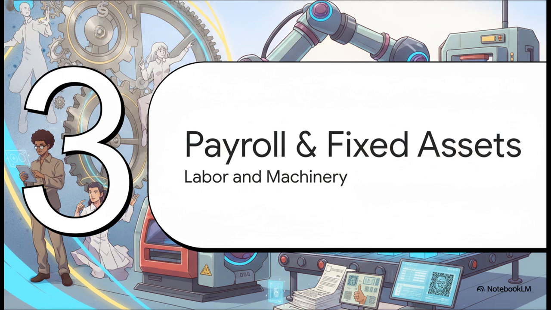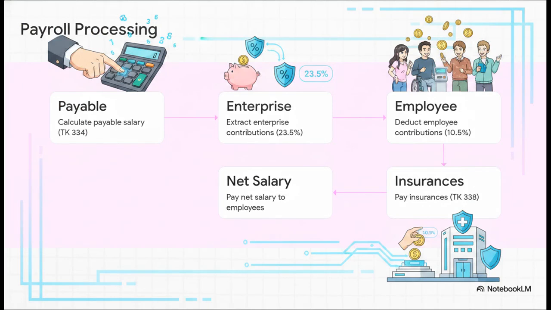All right, on to Section 3. Payroll and fixed assets, labor and machinery. Accounting for your workforce is something you have to get exactly right, and it involves a very precise 5-step process. Step 1, we calculate the total gross payable salary on account TK334.